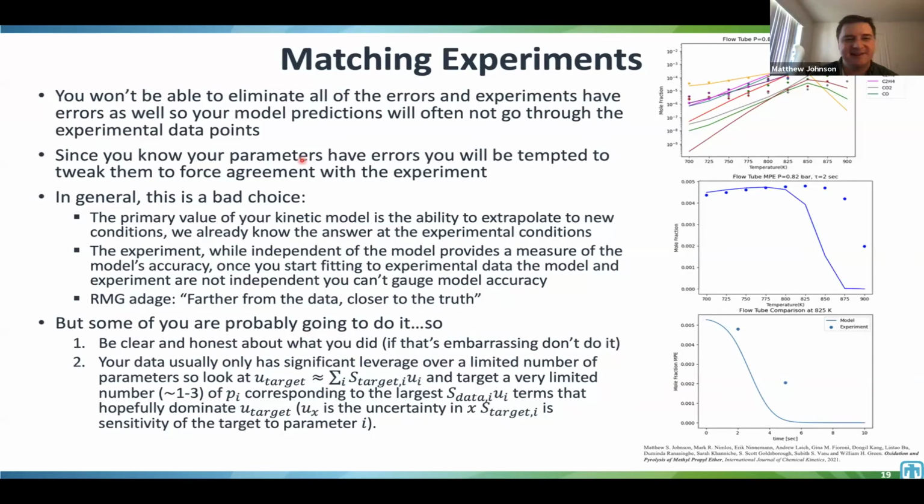The primary value, as we talked about at the beginning of this, of your kinetic model is your ability to extrapolate to new conditions. At the experimental conditions, we already know what the answer is. And additionally, your experimental numbers, while independent of your model, provide you some measure of how accurate your model is. Once you start fitting to that data, the model and experiment aren't independent. You may go through the points, but it doesn't really tell you anything about how accurate your model is. It doesn't mean anything that it goes through the points anymore. And there's an old RMG adage: farther from the data, closer to the truth.